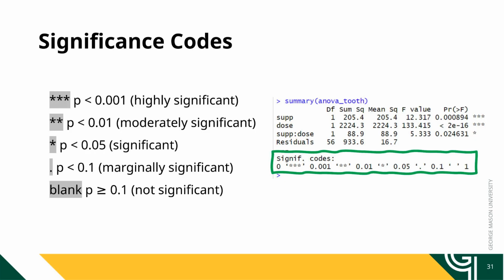Significance codes indicate the statistical significance of ANOVA results, aiding in the quick interpretation of p-values for factors or interactions tested. The type of supplement significantly affects the response variable, while dosage has an even more pronounced impact with an extremely low p-value. Additionally, a significant interaction between the two factors shows that the effect of dosage on the response depends on the type of supplement used.